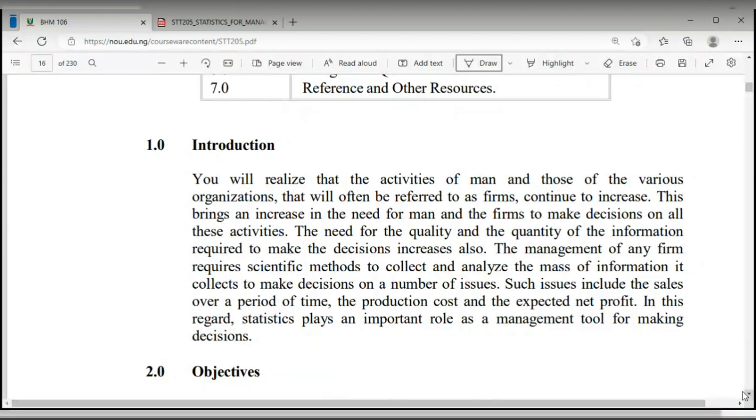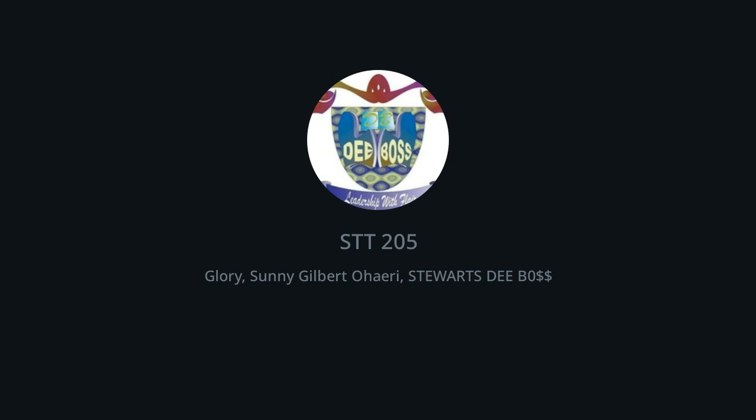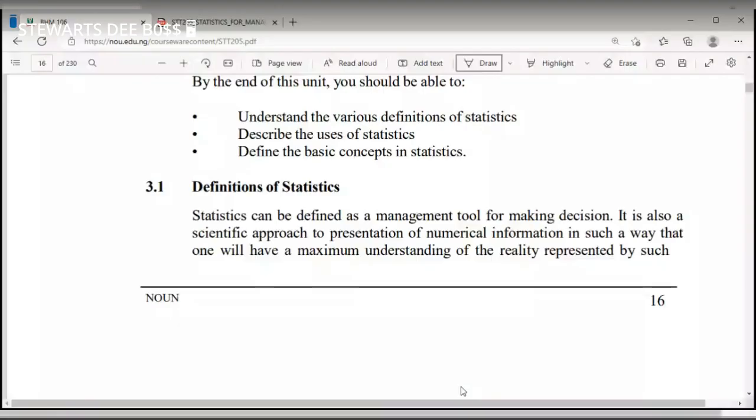Having said that, let's move to the main content of the class. Do we have any questions so far?